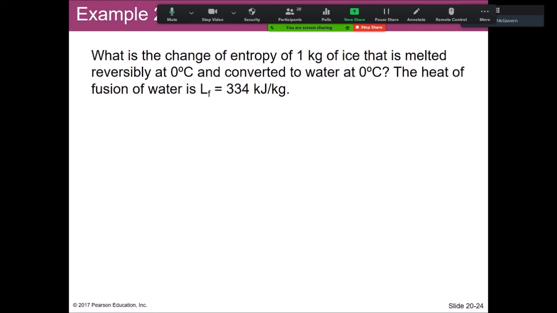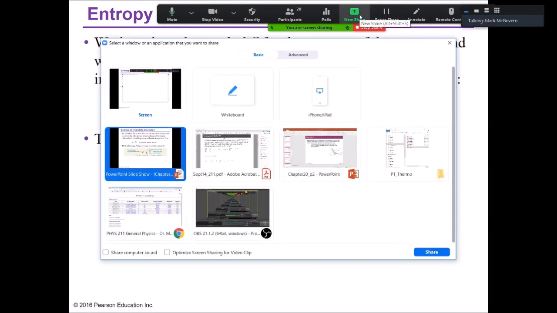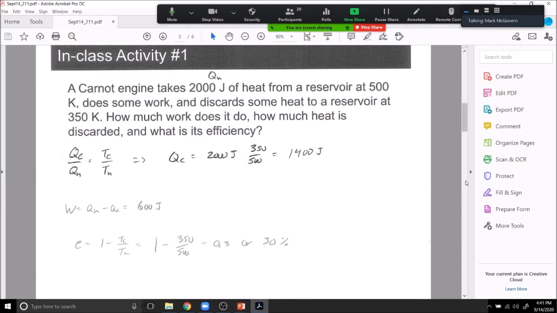What is the change of entropy? There's a problem. What is the change of entropy for 1 kilogram of ice that is melted reversibly at 0 Celsius, converted into water at 0 Celsius? Ooh, this looks good. So what's happening here? The change of entropy, melting ice and converting it to water. Well, here's what's cool about this. There's no temperature difference, right? There's no temperature difference. So that makes the integral pretty darn easy. Let's look at it.